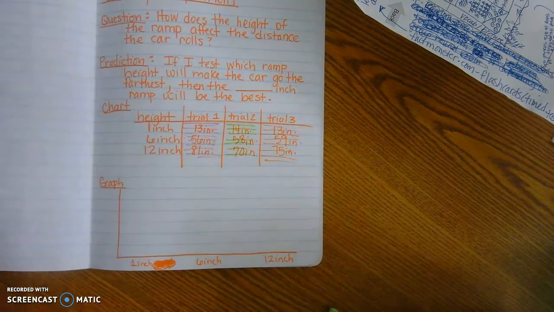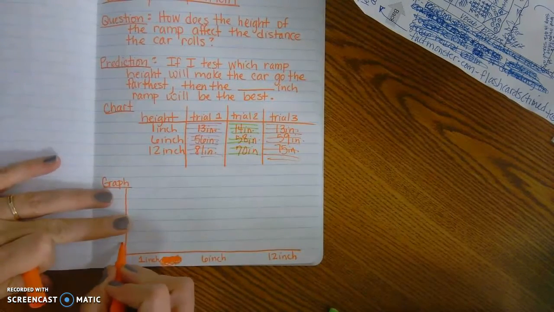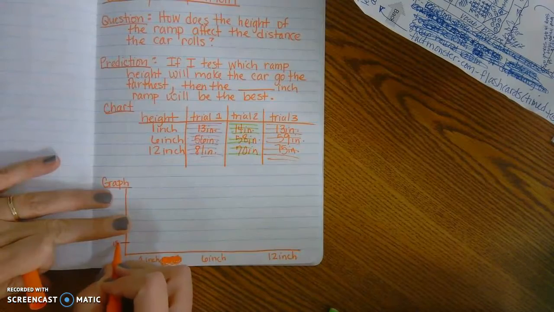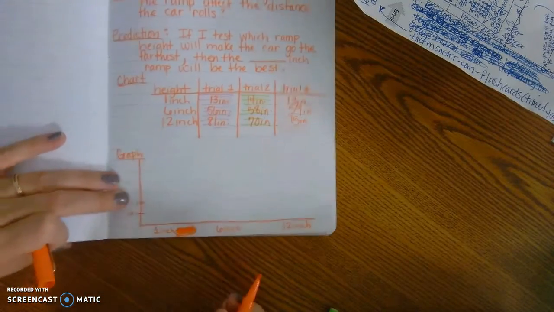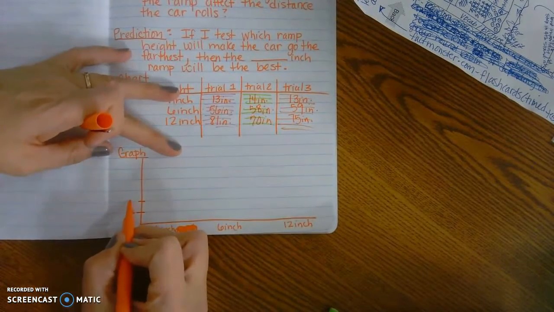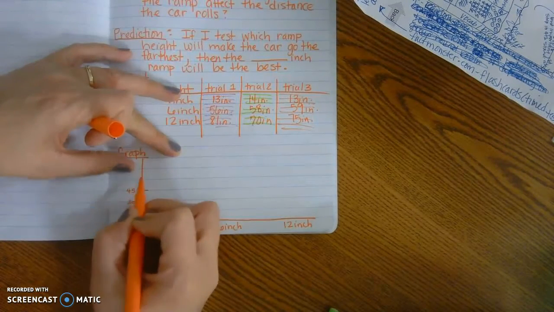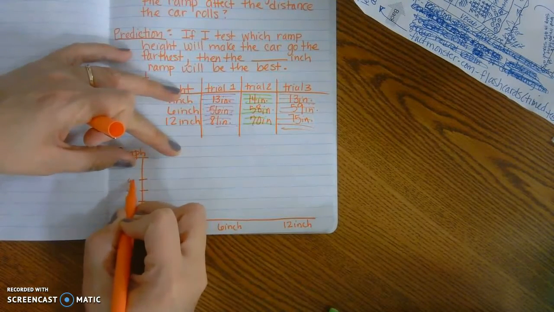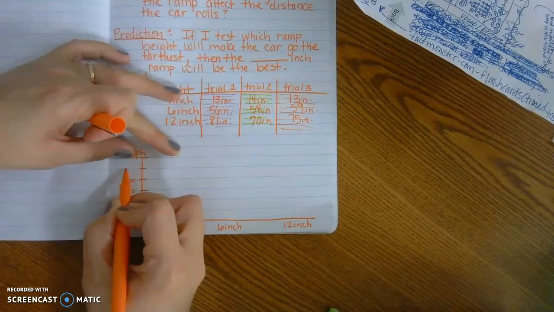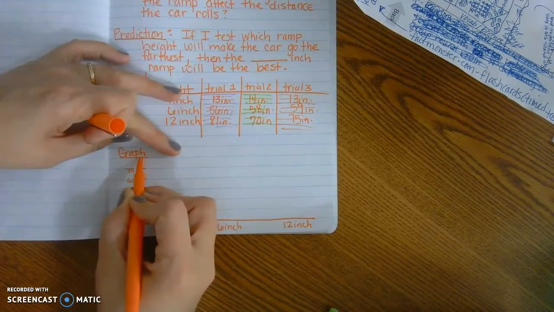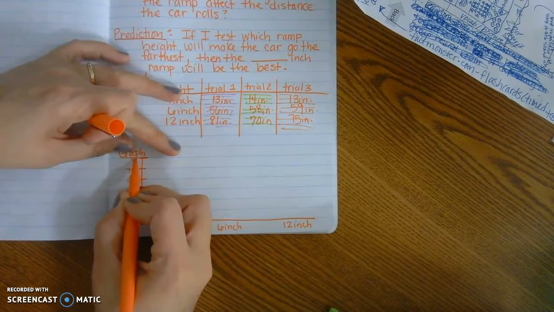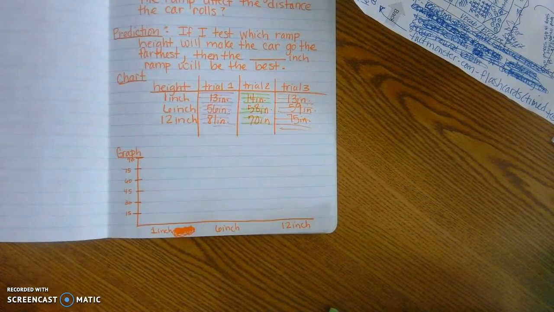So I need a label at each one of these lines, and each will represent 15. So 15, 30, 45, 60, 75, and then if we reach the very top, that will be our 90 mark.